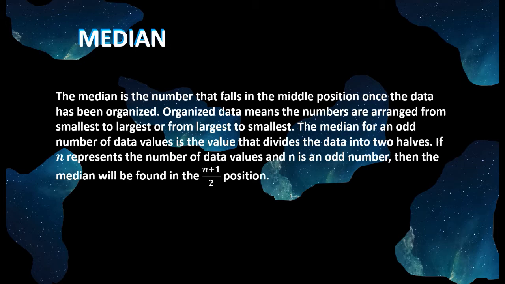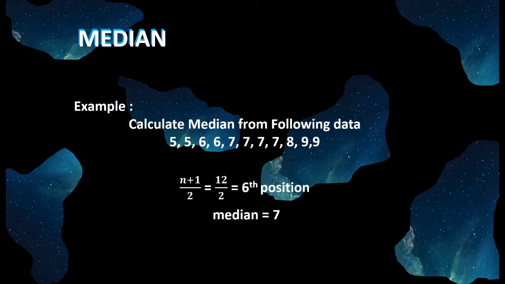If n represents the number of data values and n is an odd number, then the median will be found in the n plus 1 over 2 position. Okay, so for the example, calculate the median from the following data.